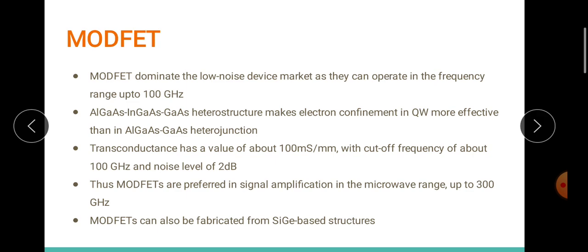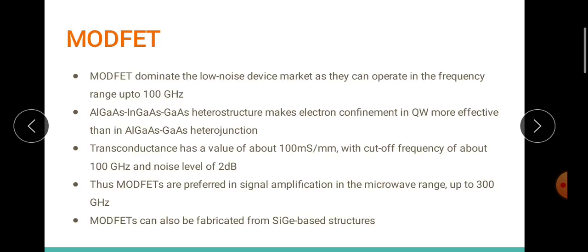So basically the transconductance values of these devices are given. It's nearly 100, and the cutoff frequency is about 100 gigahertz, as we have said earlier, and the noise level is 2 decibel. These are kind of perfect values, which make MODFET preferable for a huge number of applications. And today we have research going on even on silicon germanium based heterostructure MODFETs. Conventionally we are familiar with the aluminum gallium arsenide and gallium arsenide MODFET, but new kinds of materials are coming up in this industry. So that's about MODFETs.